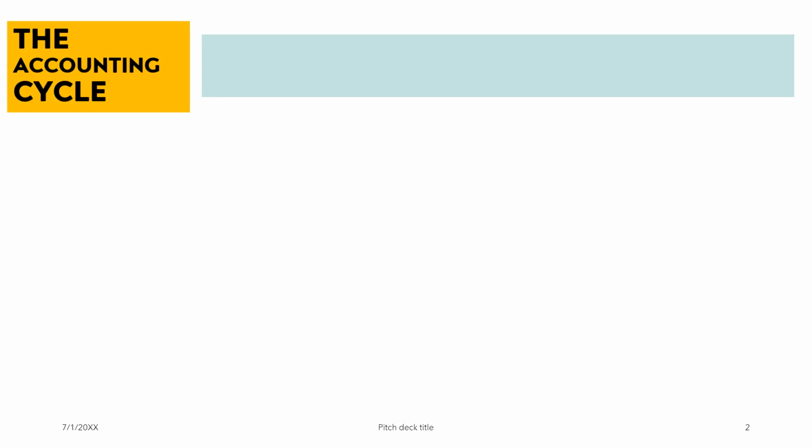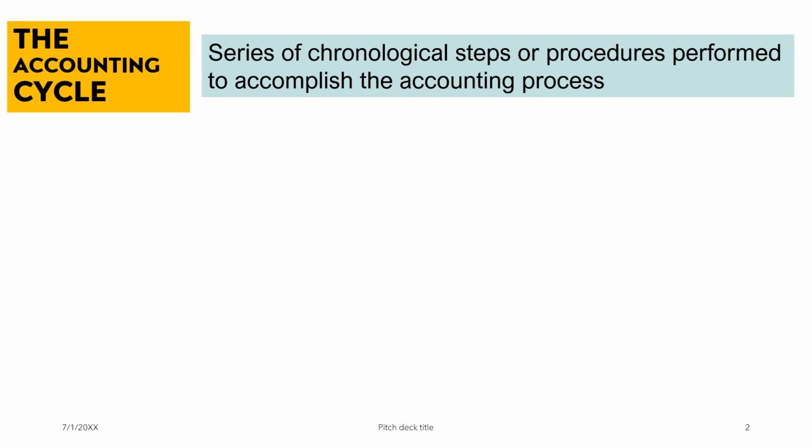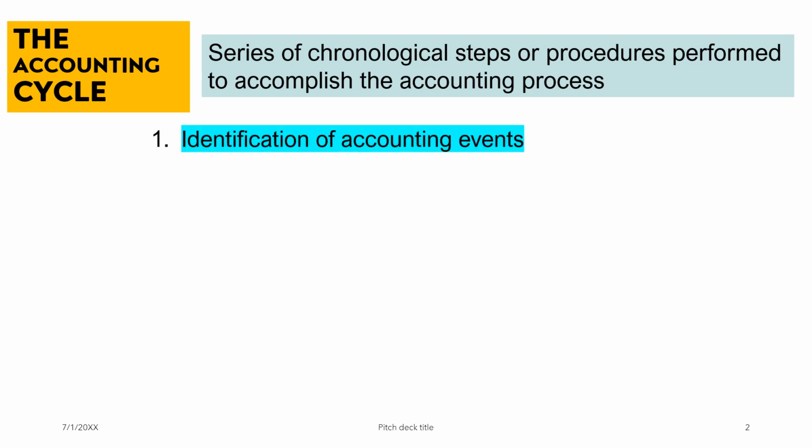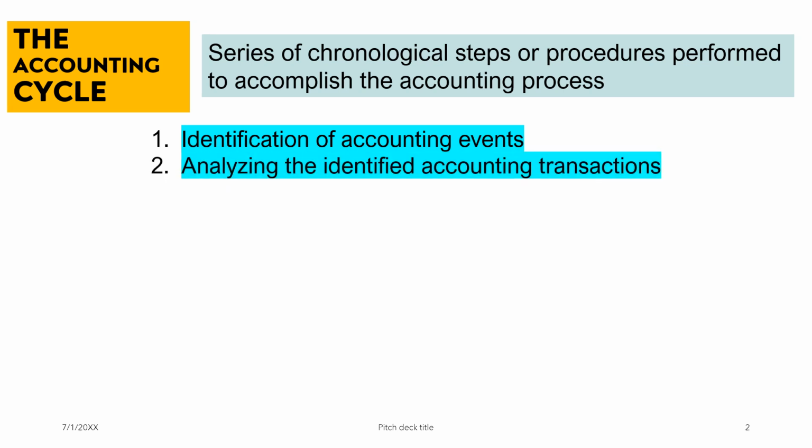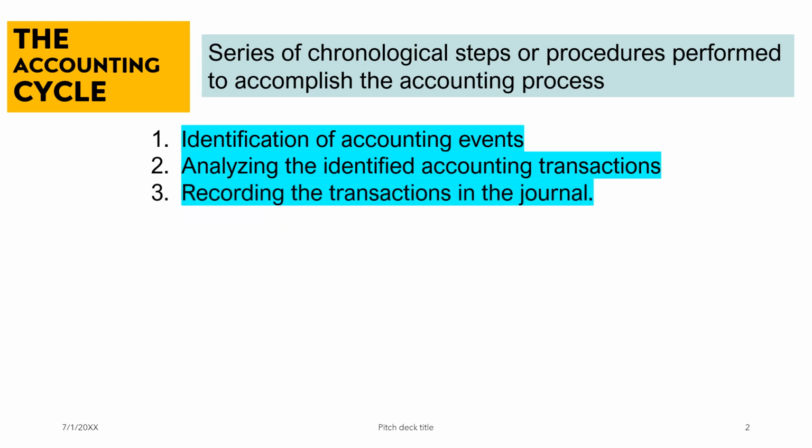Let us have a recap of the accounting cycle. We defined it as a series of chronological steps or procedures performed to accomplish the accounting process. And in the previous discussion, we discussed and explained the identification of accounting events. That's step number one. And then step number two, analyzing the identified accounting transactions. And number three, recording the transactions in the journal.